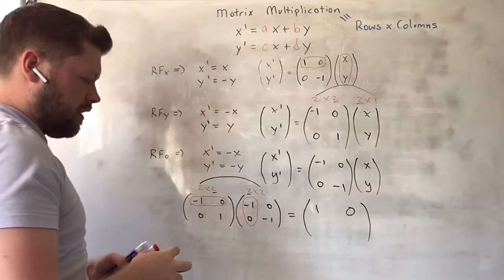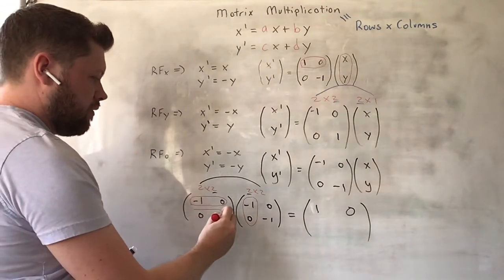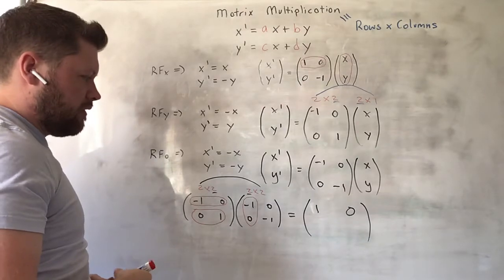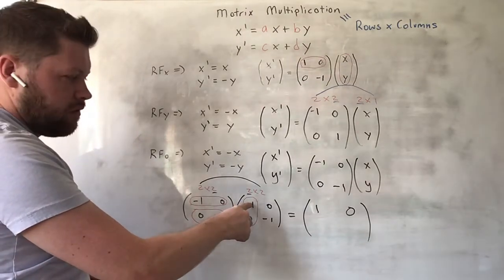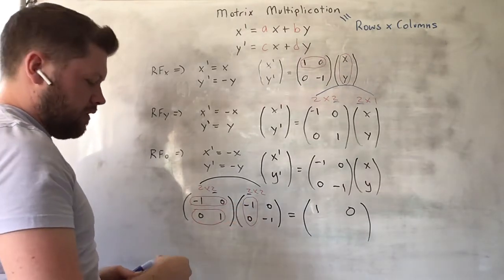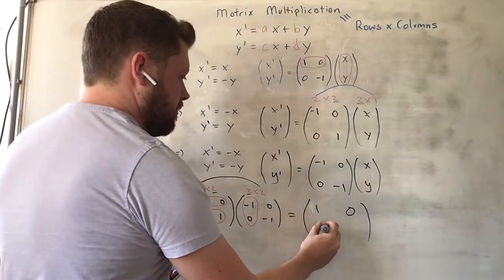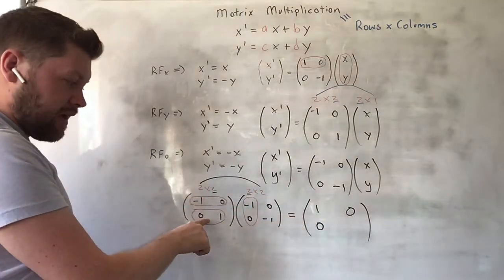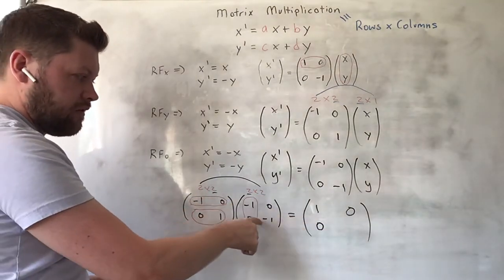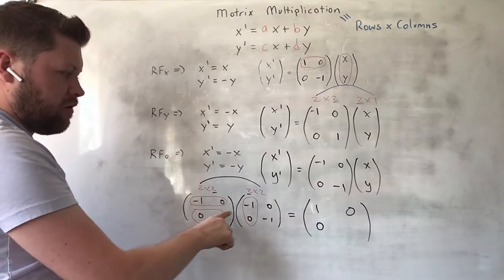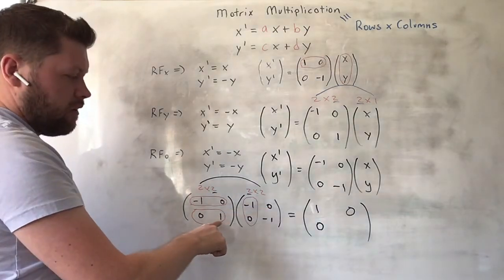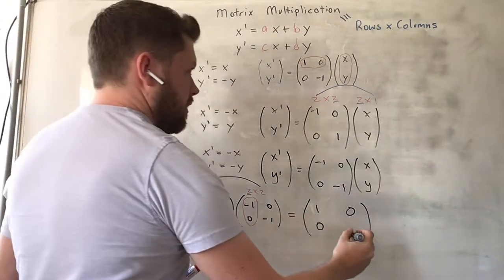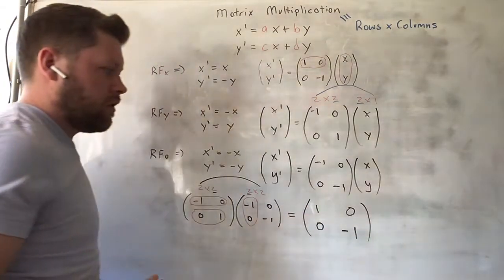Now for this number down here, we're going to take our second row and multiply by the first column. So we get 0 times minus 1 is 0, plus 1 times 0 is 0. So that's 0 also. And then the last number here is going to be the second row times the second column. So it'll be 0 times 0, which is 0, plus 1 times minus 1, which is minus 1.